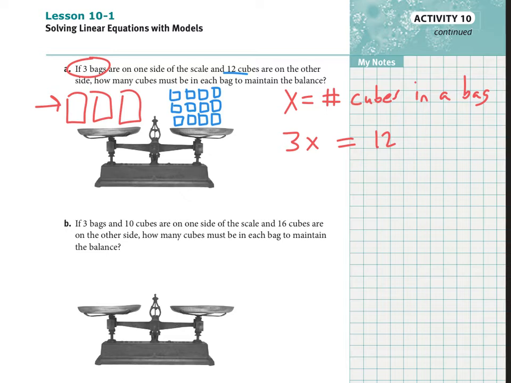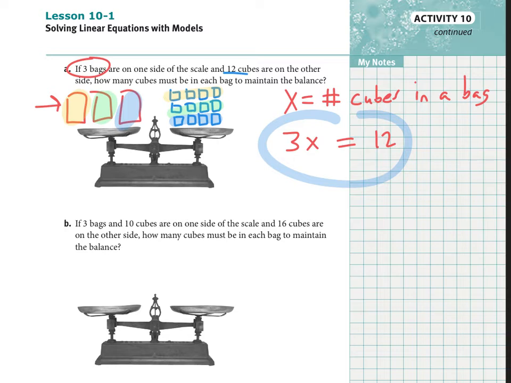If we were to solve that equation, we can kind of see that in this first bag, those 4 cubes could fit. In the second bag, those 4 could fit. And in the third bag, those 4 would fit. So each of these bags would need to have 4 cubes in them. So in this case, for this equation, x would equal 4.